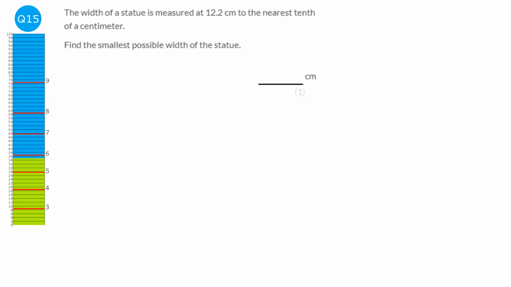To find the smallest possible width, I'm just going to do a quick number line, and all I'm going to do is put 12.2 on our number line and figure out what the next number down will be. If it's the nearest tenth, the next number down would be 12.1. That's the next number down it could have rounded to. And I'm just going to cut this number line in half and find out where our halfway point is. The halfway point would be 12.15, and that's actually the minimum it could have been before it would have rounded to 12.1.